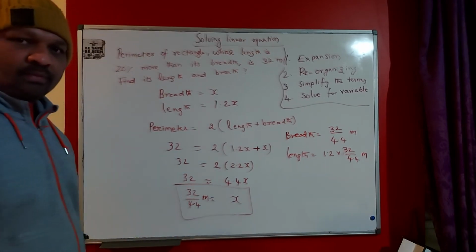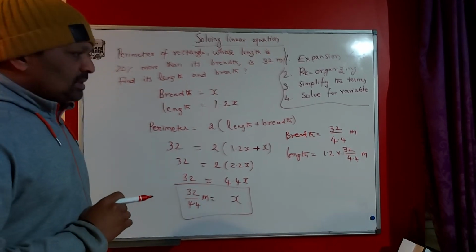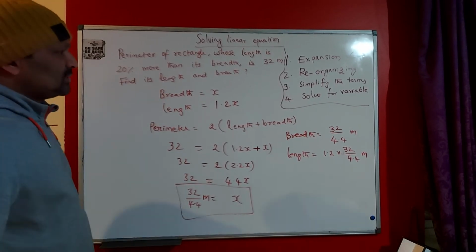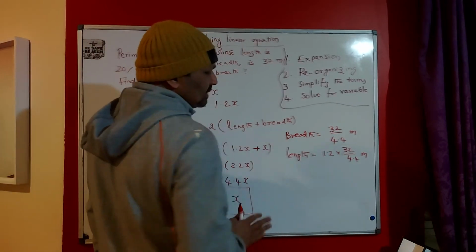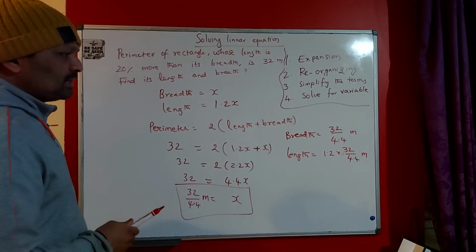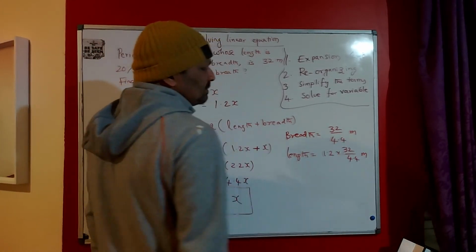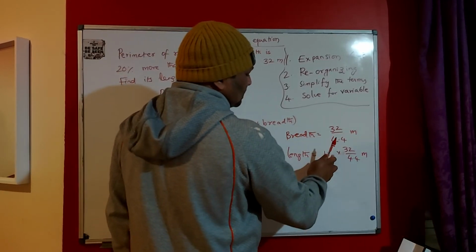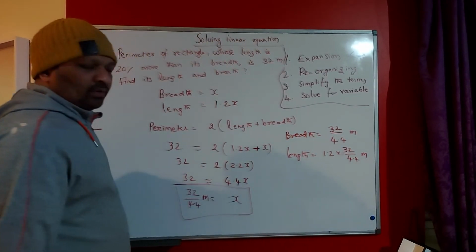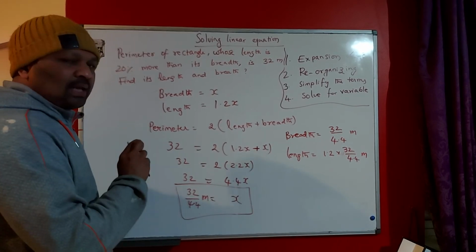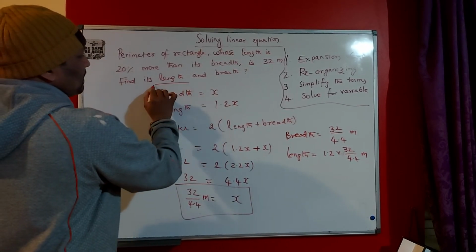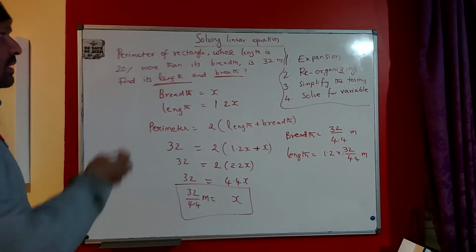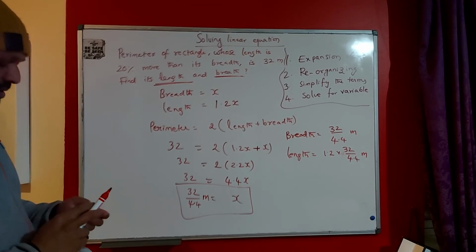Okay, breadth. Use your calculator to simplify it. Simplifying is no big deal, because I framed this question on the fly, so that is why these figures came in like this. But if you take a sum from a textbook, these can be easily simplified. So the breadth is 32 by 4.4 meters and the length is 1.2 into 32 by 4.4. You can simplify it using your calculator and that is the final answer, because the question asks you to find the length and the breadth.